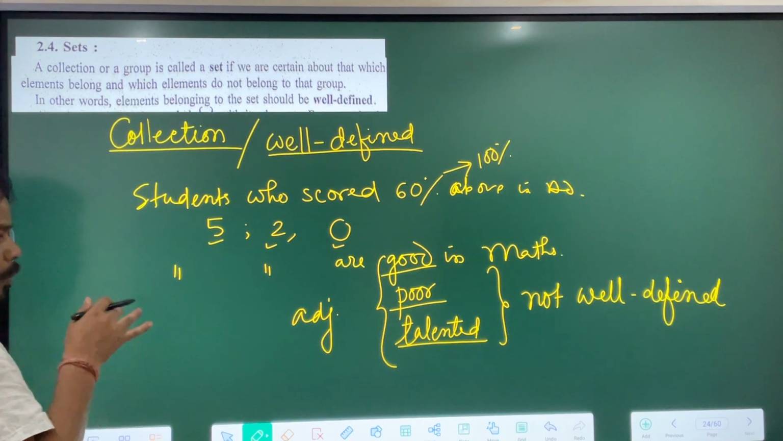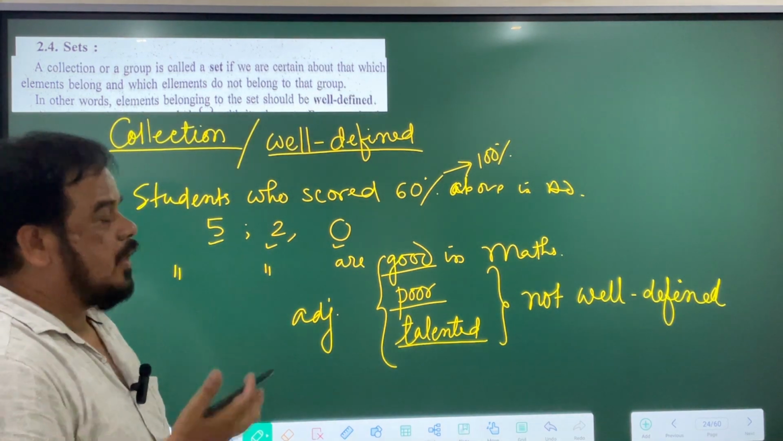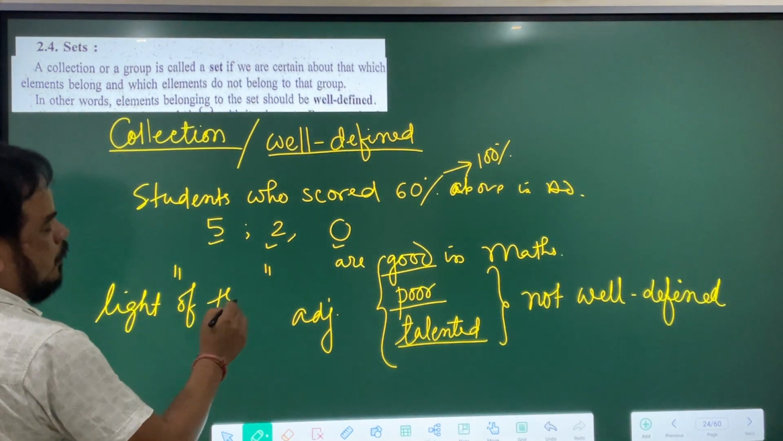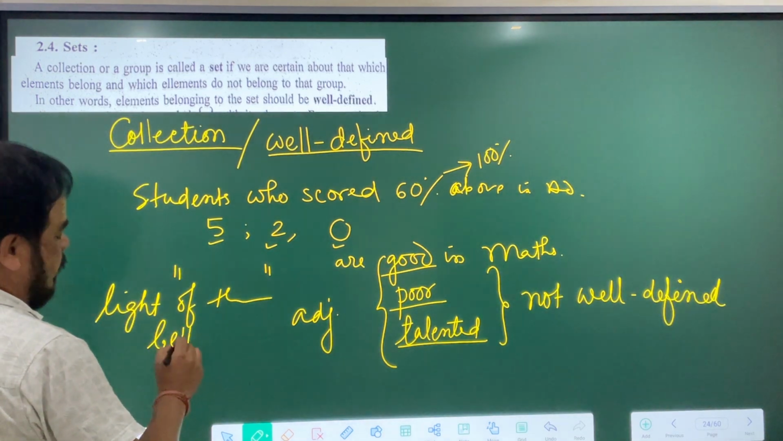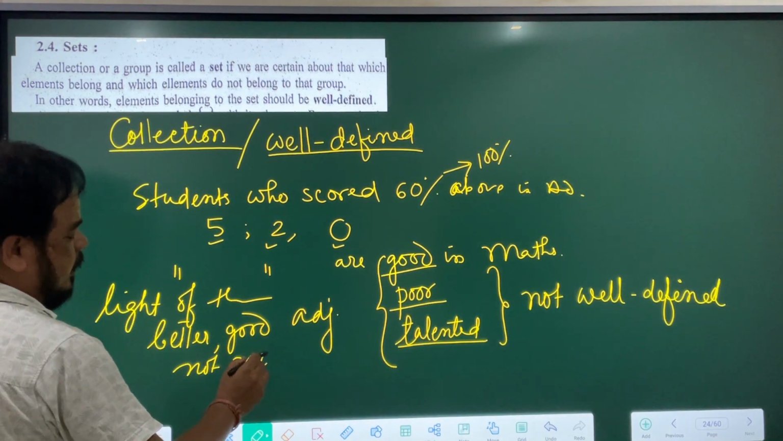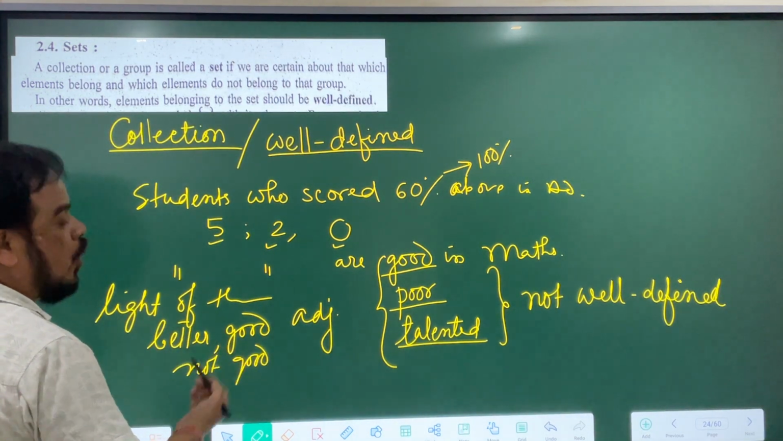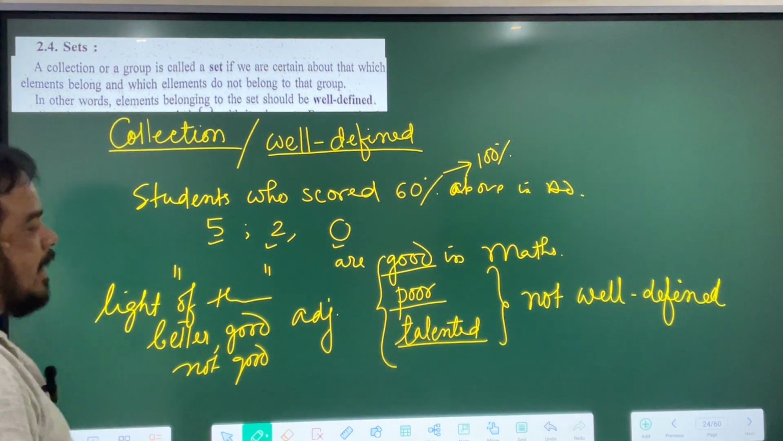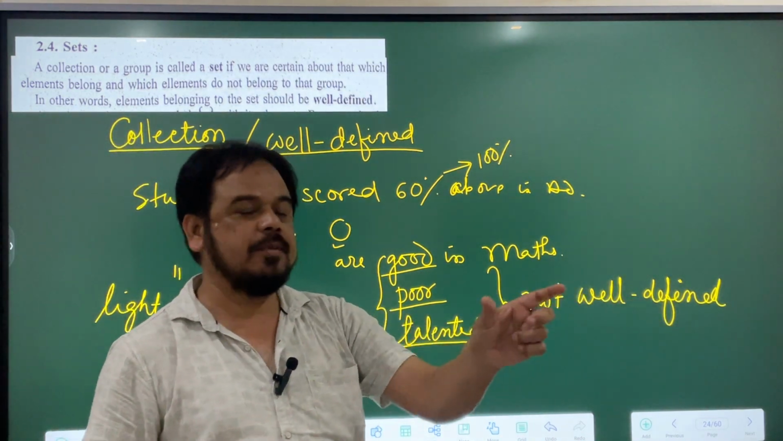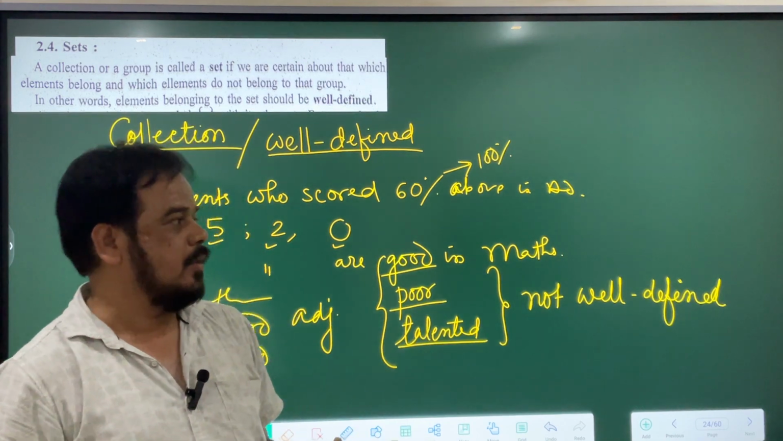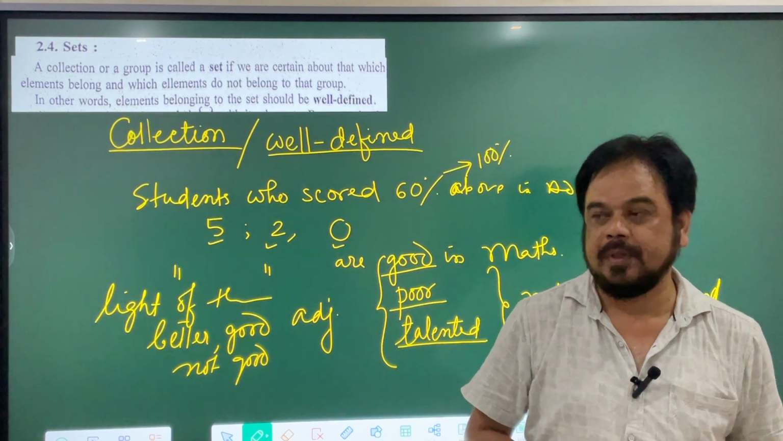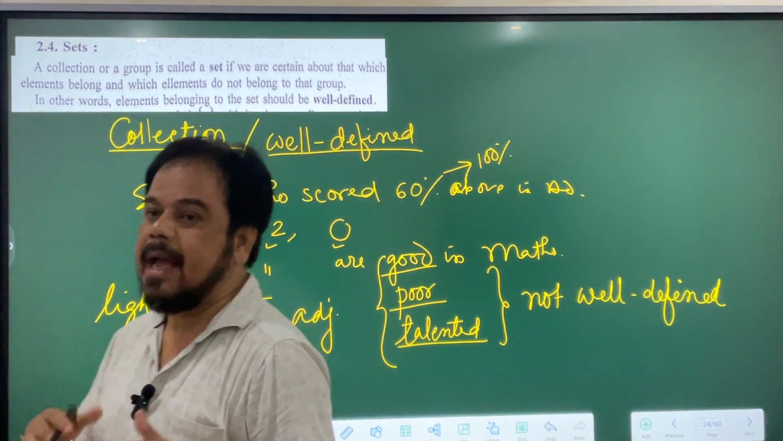Now suppose this room, now it is night, the light of this room is better or good or not good. So good, not good, better, these are adjectives. Whenever we use adjectives only without any measurement, that is not called well defined. There must be a particular definition from which we can understand the measurement. Measurement must be there, not only good or bad.